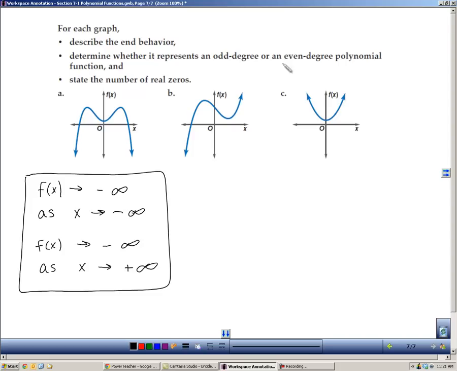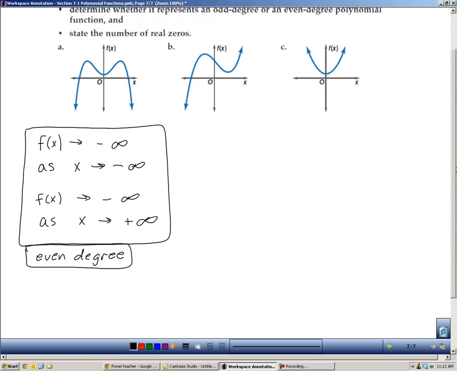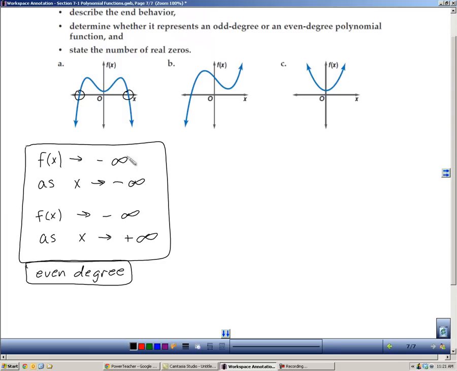Now determine whether it's an odd degree or an even degree function. Well, because both ends go in the same direction, it's going to have an even degree. And the last thing says state the number of real zeros. There are 2 real zeros because the function is going to touch in 2 places.